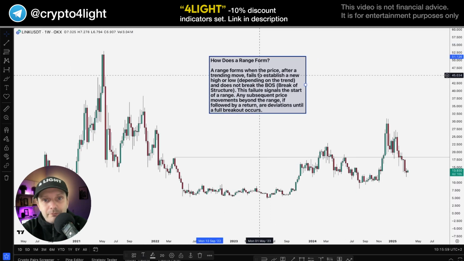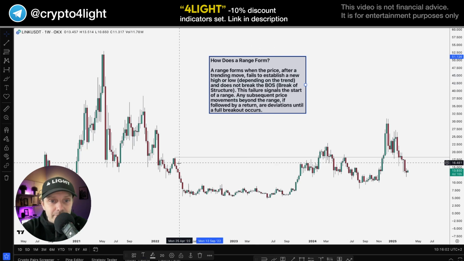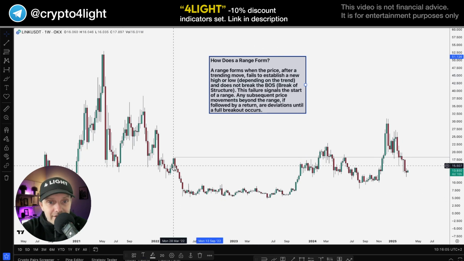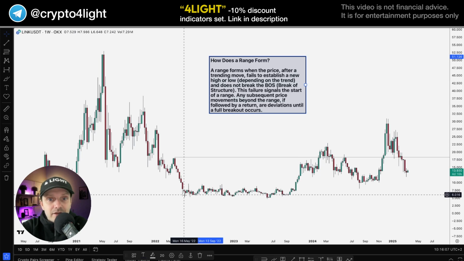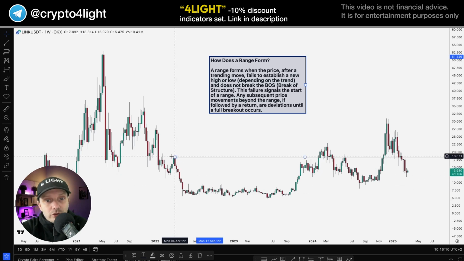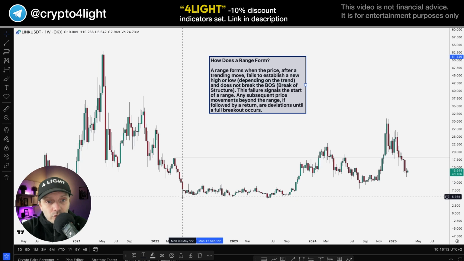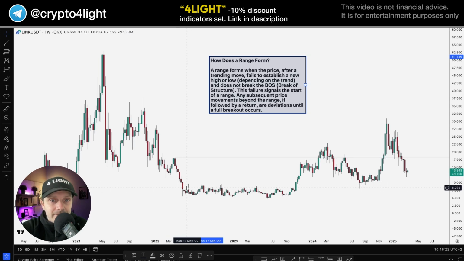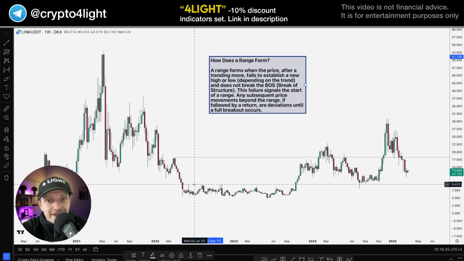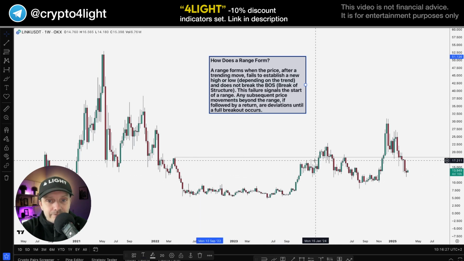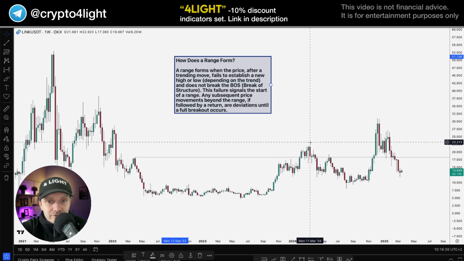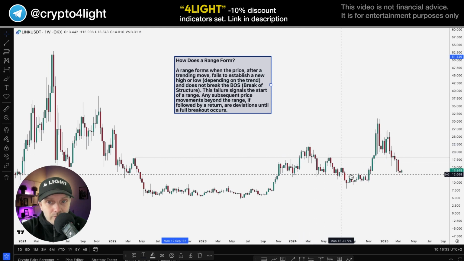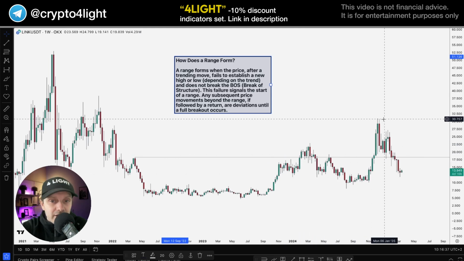Next moment, how does the range form? The range forms when the price, after the trending move, fails to establish a new high or low. So for example, this is a trending move, correct? This is just a pure trend. This was a high, this is a low, independent of the trend. It does not break the structure. This failure signals the start of the range. Any subsequent price movement beyond the range is followed by a return and deviation until the full breakout occurs. So this is a breaking out, drop it down below, and this another one, lower high.